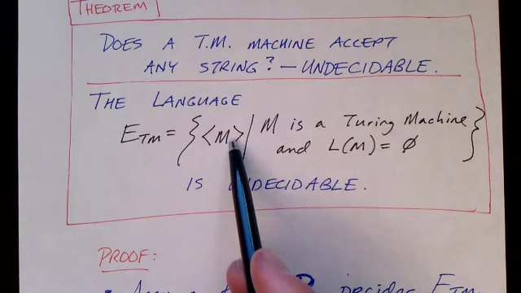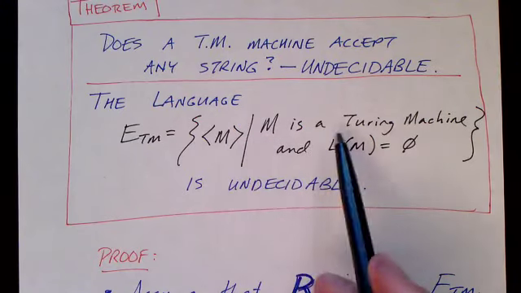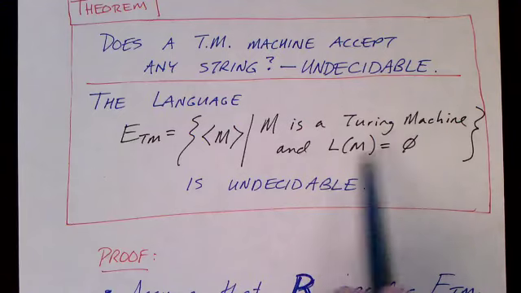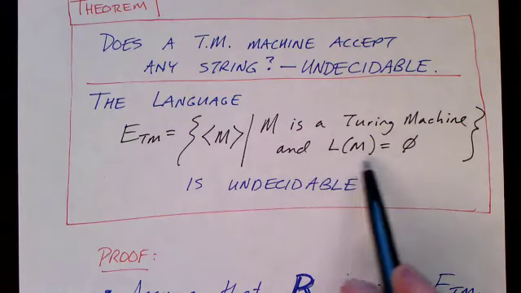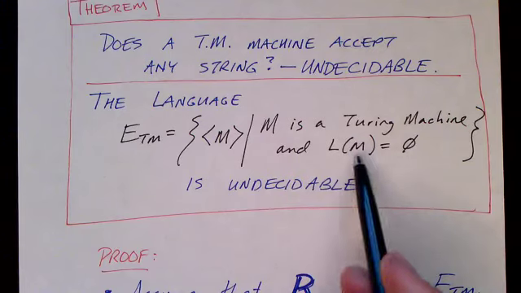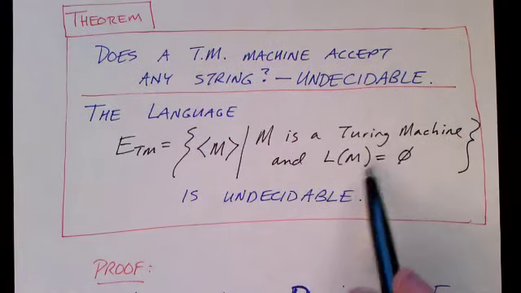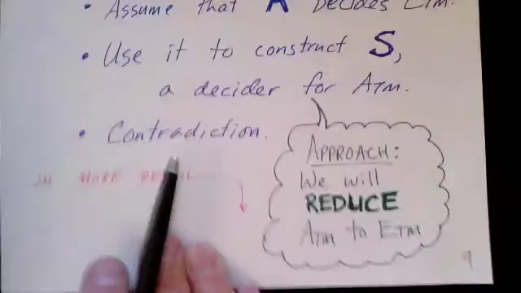It's given a string, and that string is part of the language if M describes a legitimate legal Turing machine and that Turing machine accepts no strings. In other words, the language defined by M is the empty language. And our theorem is that that language is undecidable. And here's an outline of our proof.